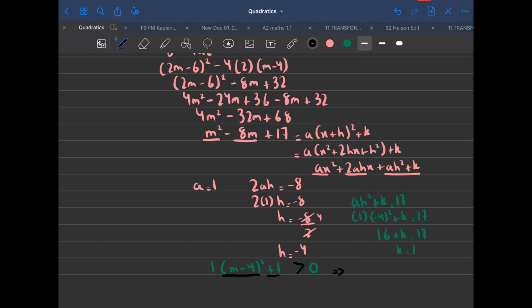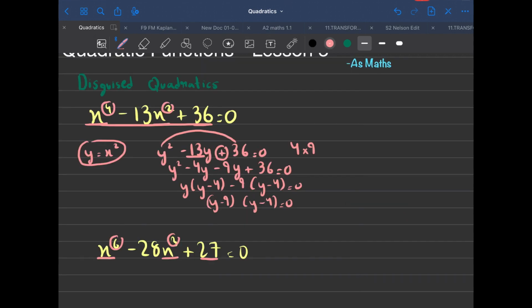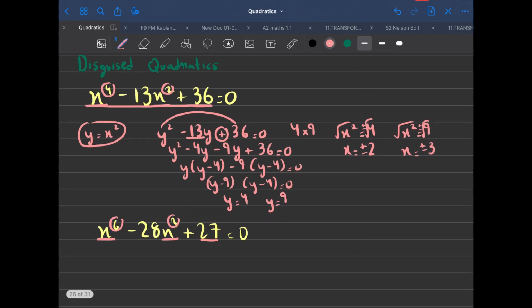So here it's shown. It's going to be y is equal to 4 and y is equal to 9. But what was actually y? It was x squared equal to 4 and x squared equal to 9. So my answer of x will be square root, plus minus. So it's going to be plus minus 2. And here it's going to be square root 9, plus minus 3. Got this? Let's practice more.